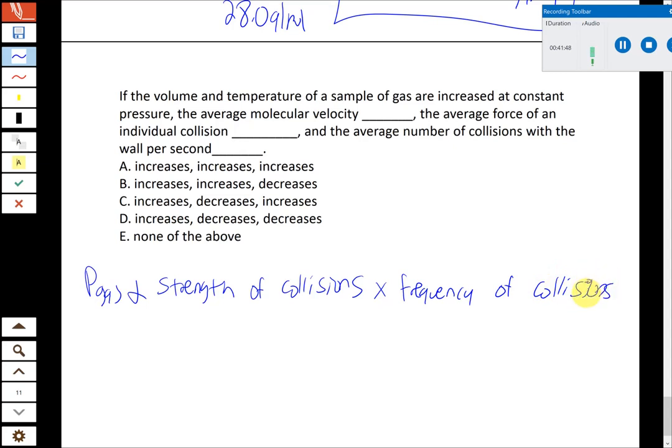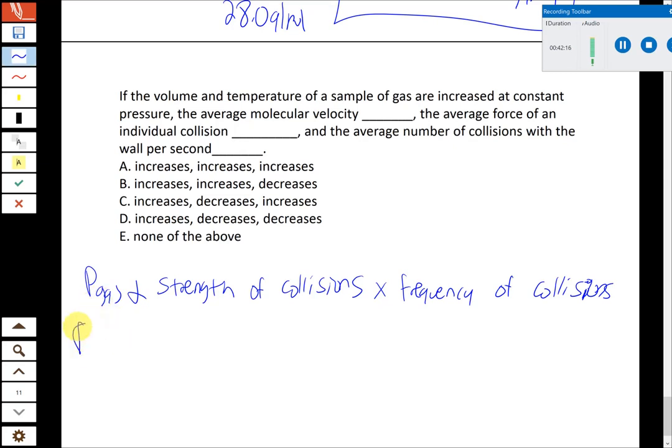All right? And in a normal situation, if we raise the temperature, the gas is moving faster, and that's going to make the collision stronger. And then if we keep the volume the same, that's also going to increase the frequency of the collision. So normally if we have a fixed volume, if the volume of the container is fixed, if we increase the temperature, so let's write this out more specifically.